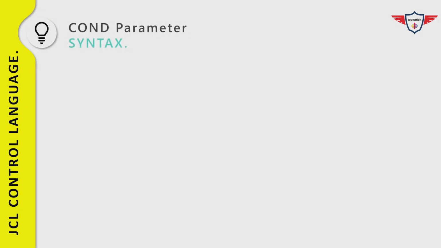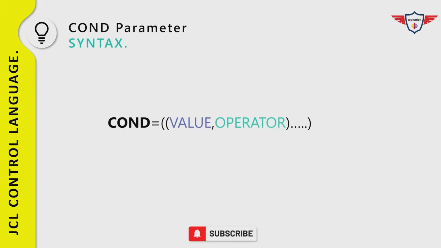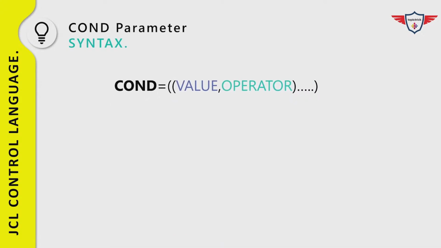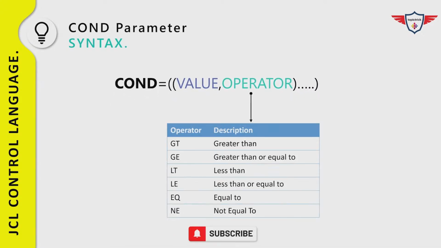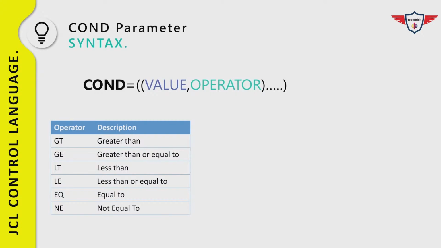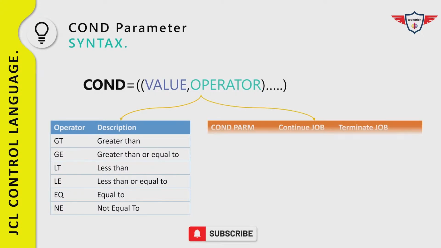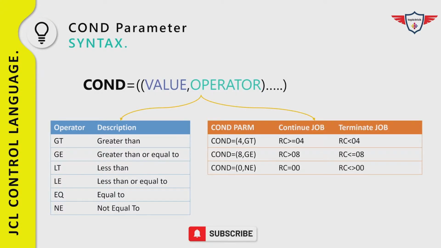Now let's talk about the syntax of the COND parameter. The syntax of the COND parameter is fairly simple and easy to understand. You have the COND keyword followed by an equal sign, and thereafter you have two subparameters. First one is value and second one is operator. The possible values of the operator field are greater than or equal to, less than or equal to, and not equal to. Apart from that, the value subparameter is used to specify a numeric value of a return code. So it could be 4, 8, 12, 16 depending on your requirement.